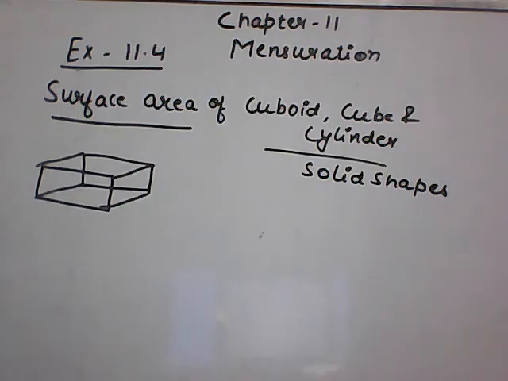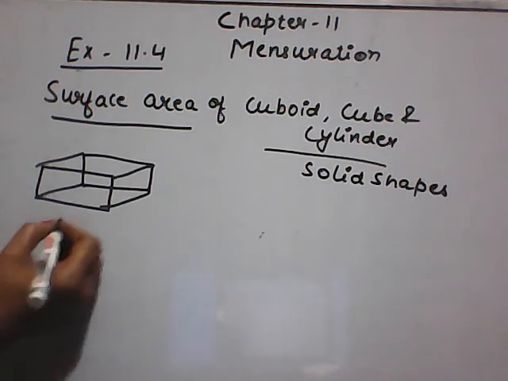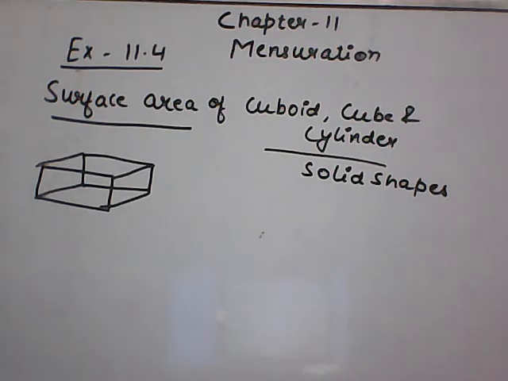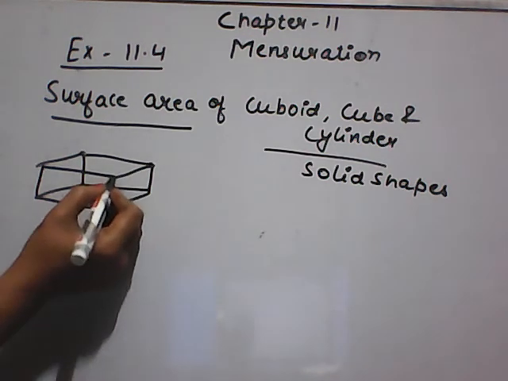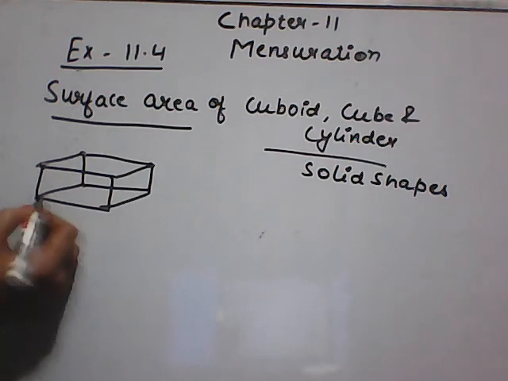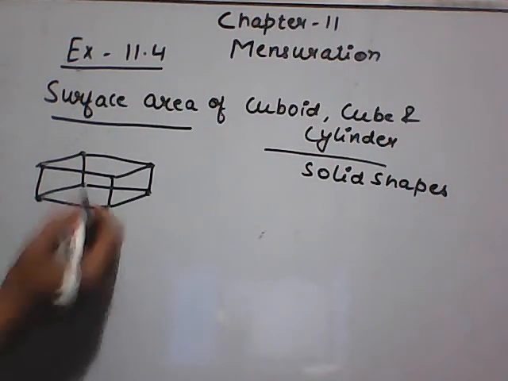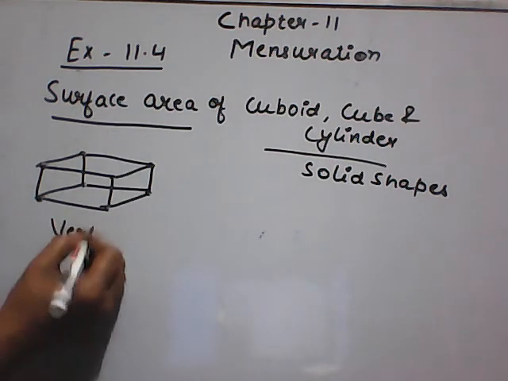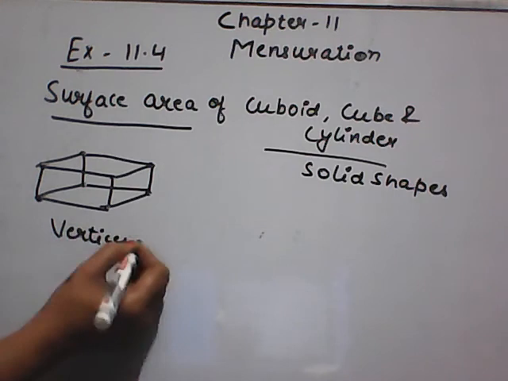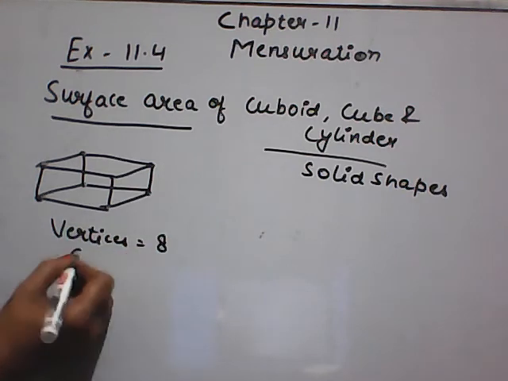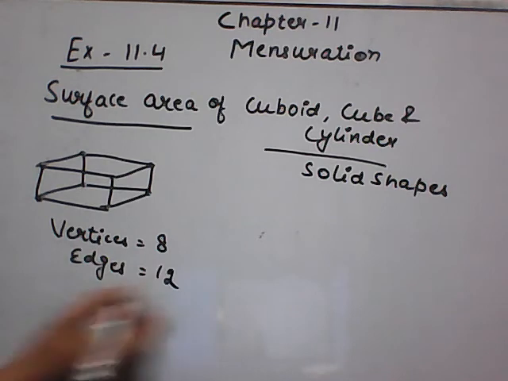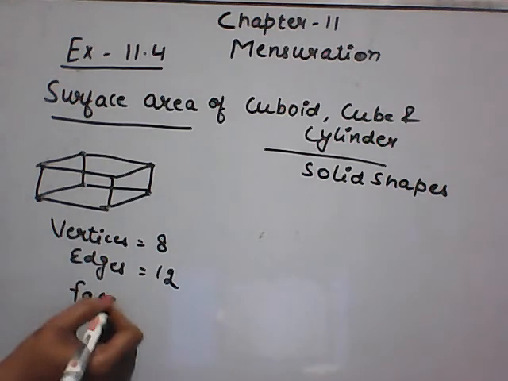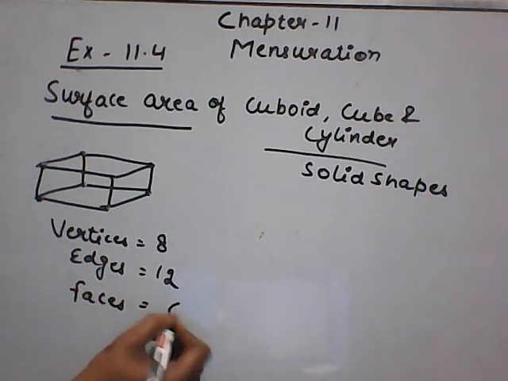Now, we know that in a cuboid there are 1, 2, 3, 4, 5, 6, 7, 8. How many vertices in a cuboid? There are 8 vertices in a cuboid. How many edges in a cuboid? There will be 12 edges in a cuboid. How many faces in a cuboid? There are 6 faces in a cuboid.